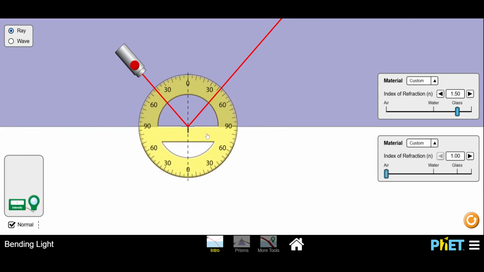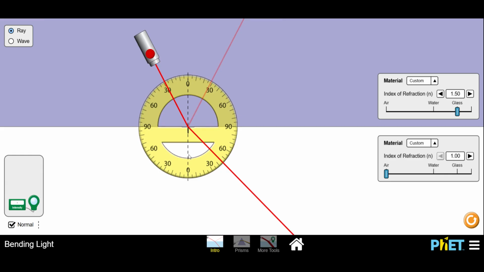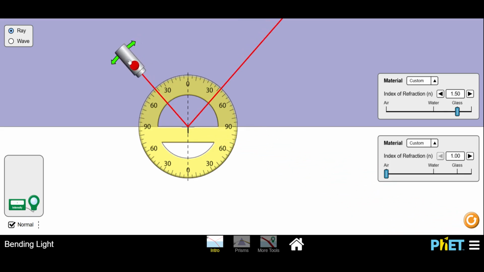So let's do that with the protractor. What we're interested in is the angle of refraction, which is this angle down here. When that angle gets to 90 degrees, it cannot get any further. And what you have instead is all of the energy being totally internally reflected. So as that gets closer and closer to 90 degrees in the simulation, that's about as close as I can get. And then we have total internal reflection.